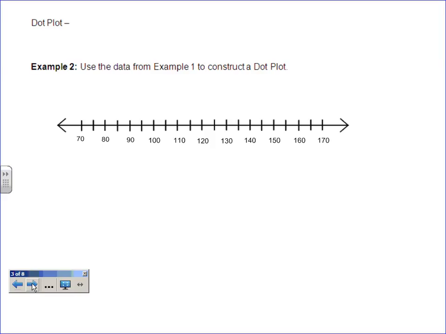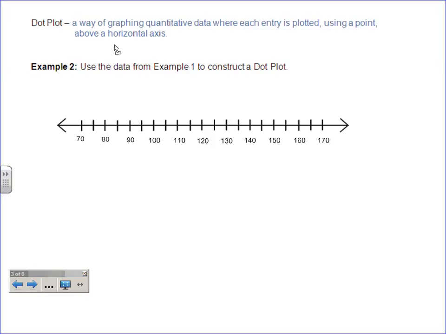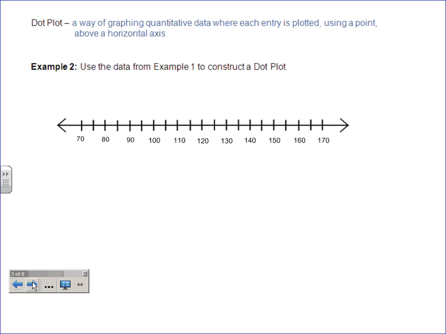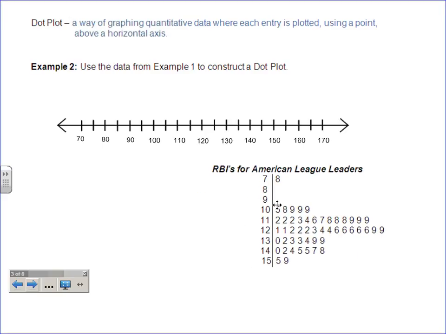All right, a dot plot. Now, you can use it for this next one, and I'll just bring it to this page so that you can see it. So a dot plot, I think you've done those before as well. It's a way of graphing, again, quantitative data, where each entry is plotted using a point above a horizontal axis. It makes doing this a lot faster because you've organized the data somehow.